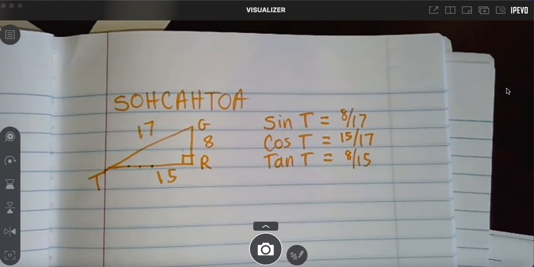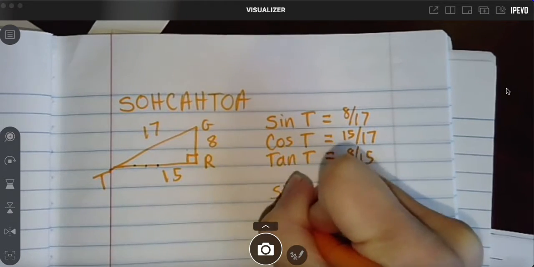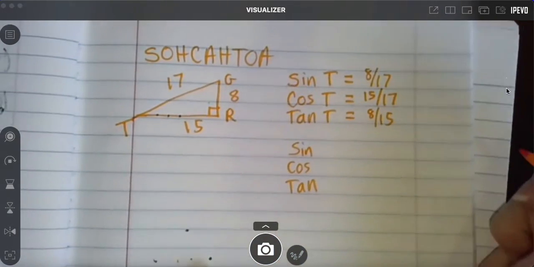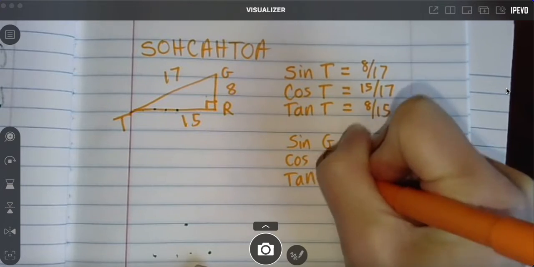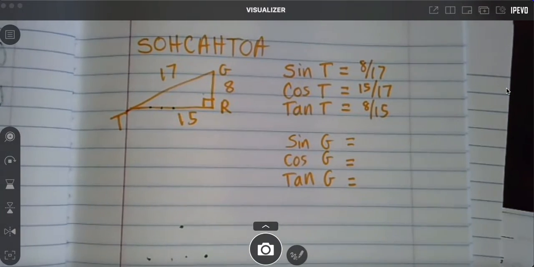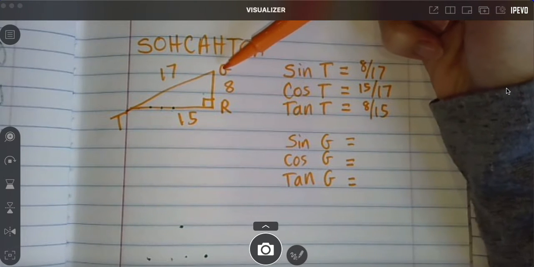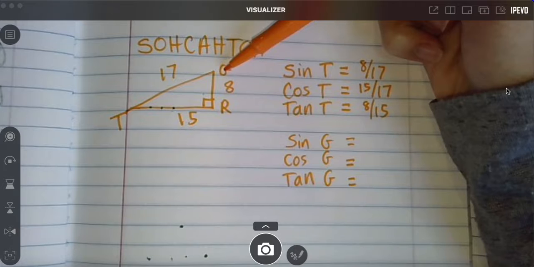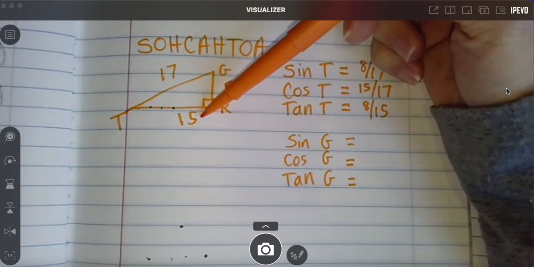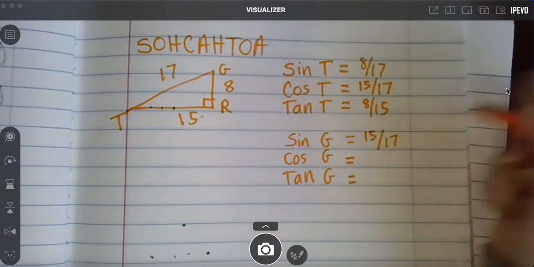Okay, now they want us to use the same problem. They want us to find the sine, cosine, and tangent of angle G. So now I'm going to have different answers because I'm starting at a different angle. If I start at G, what's the sine? Well, it's opposite over hypotenuse. 15 over 17. That would be that answer.